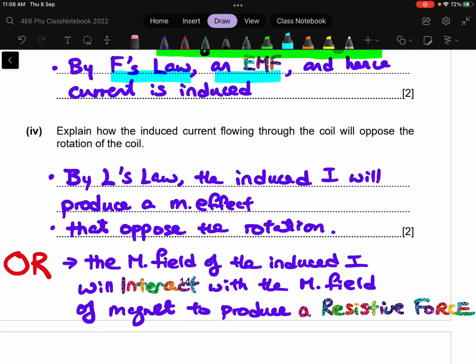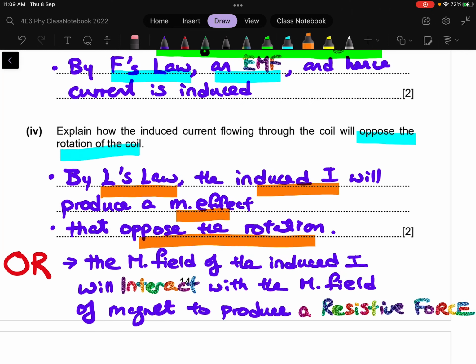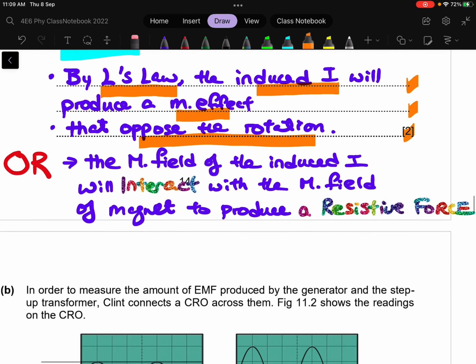Next, I'm asking you why you feel that as you rotate the coil you will experience an opposing force. This can be explained in two ways. The first way is that you can quote Lenz's law, and you can tell me that because of Lenz's law, the induced current flowing in the coil will produce a magnetic effect, and this effect will interact with the magnetic field from the magnet, and it will oppose the rotation. Because I only give you 3 answer lines, I expect a short and sweet answer. You don't need to go into very much detail.